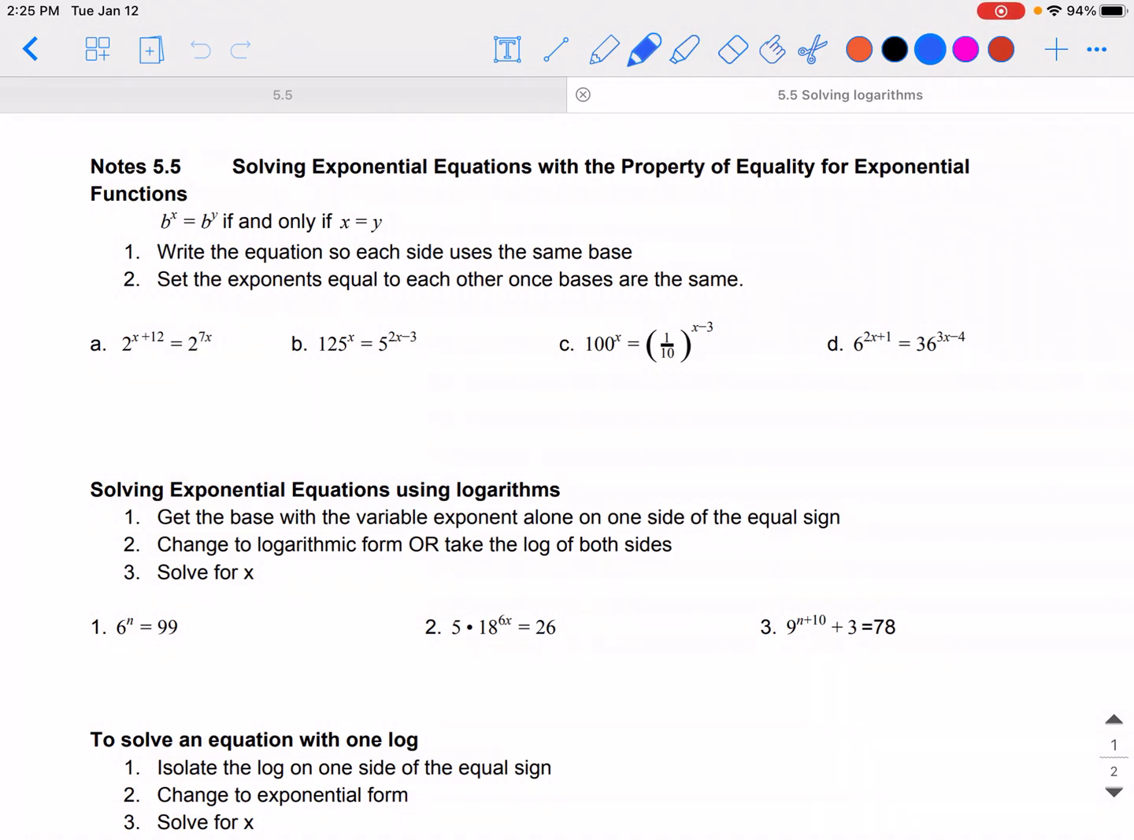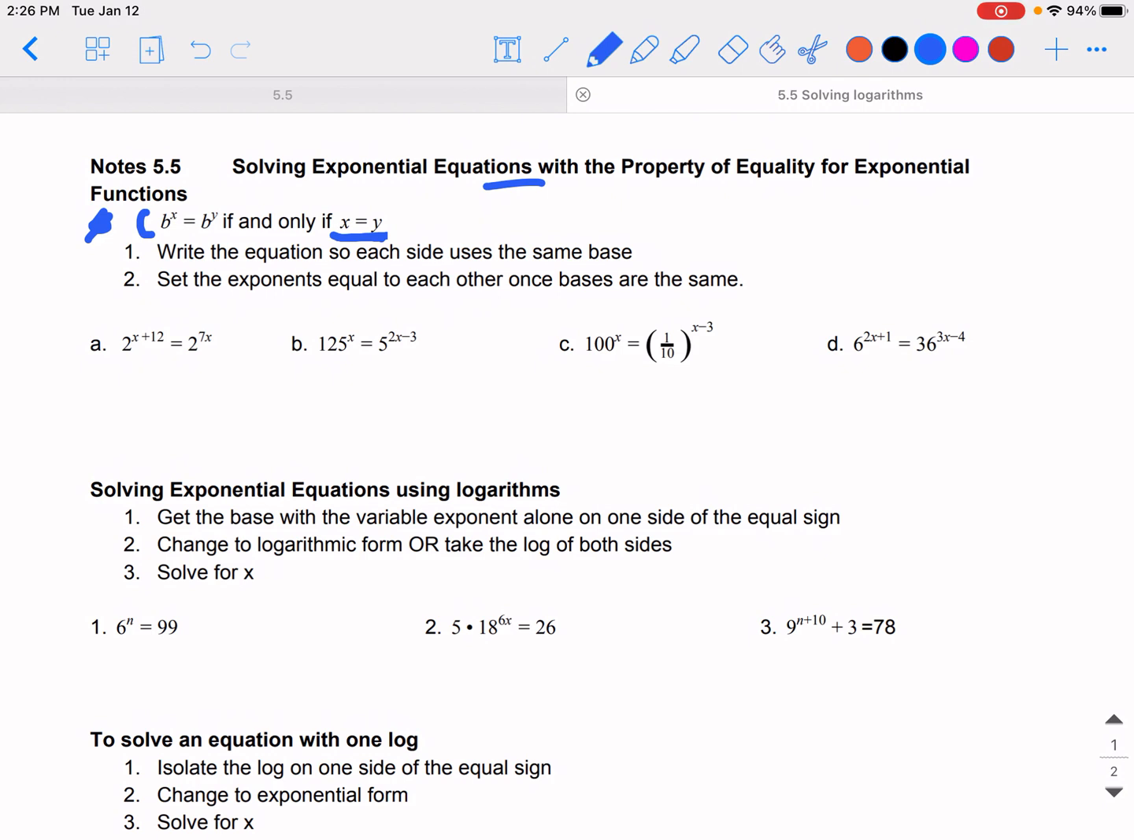Alright, hey everybody, this is section 5 of chapter 5. We're going to be talking about solving exponential equations and our properties of exponential functions, using those properties in logs and ln and all that fun stuff. Okay, so first of all here, b to the x equals b to the y if and only if x equals y. This first little rule will help us in most of our solving.